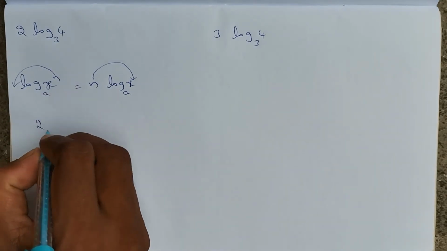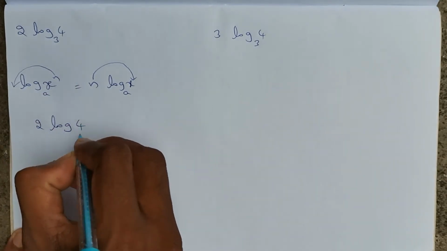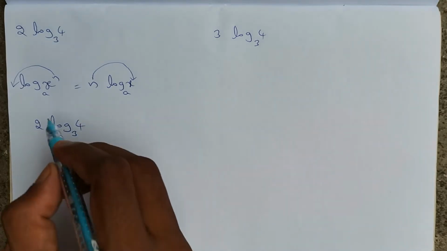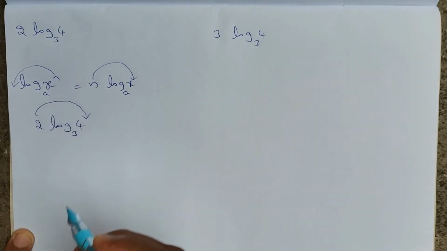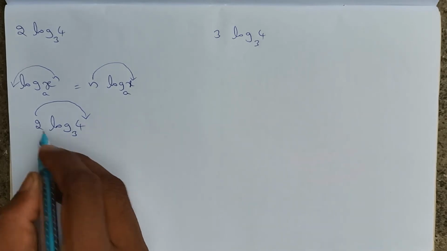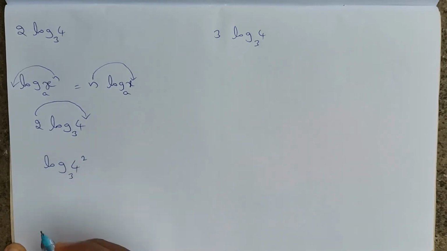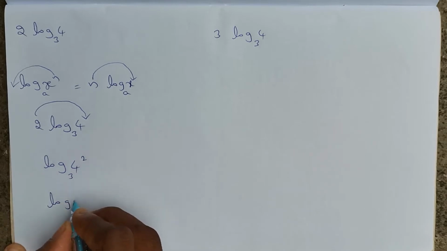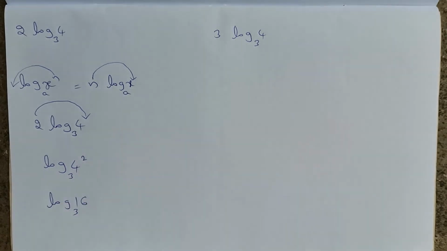So 2 times log 4 base 3 is there. Now this 2 will go to the number as power. Log 4, this will become the power, base 3. So we get log 4 square, that means 16, base 3.